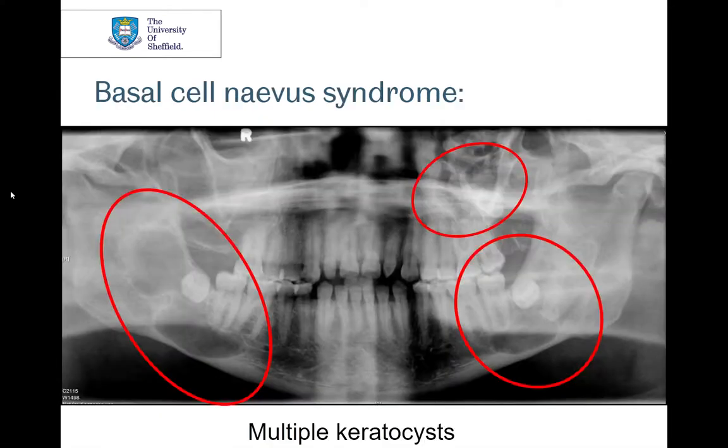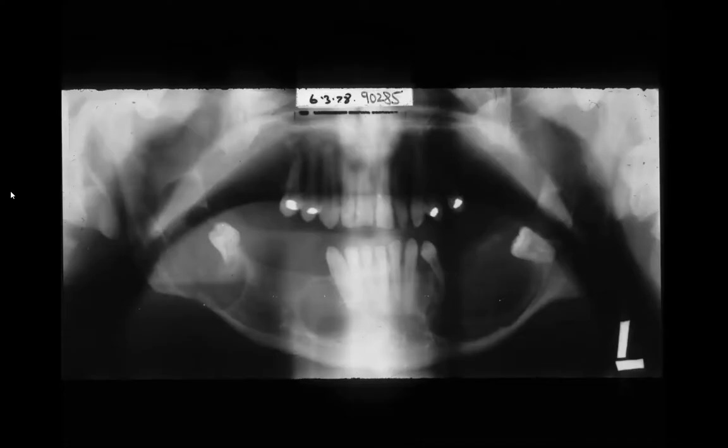And so if you come across a case like this one in the radiograph, where the patient has a number of these multilocular radiolucencies, well then you should consider basal cell nevus syndrome, Gorlin-Goltz syndrome in the differential diagnosis. And here's another example of a patient who has, I think, 5. There is one in each of the quadrants and then an extra one down in the anterior part.